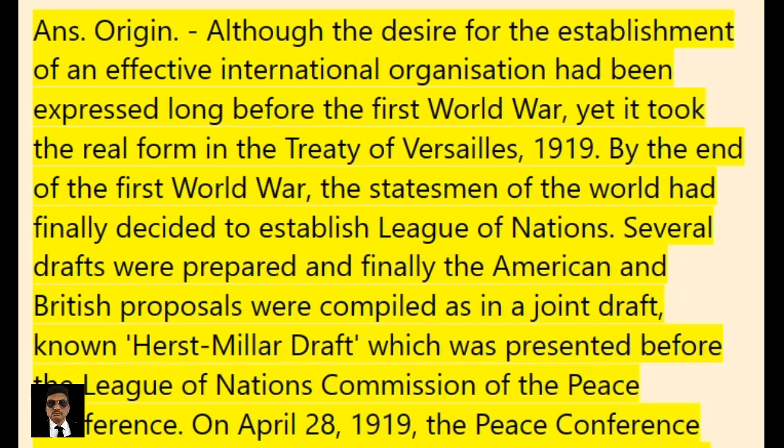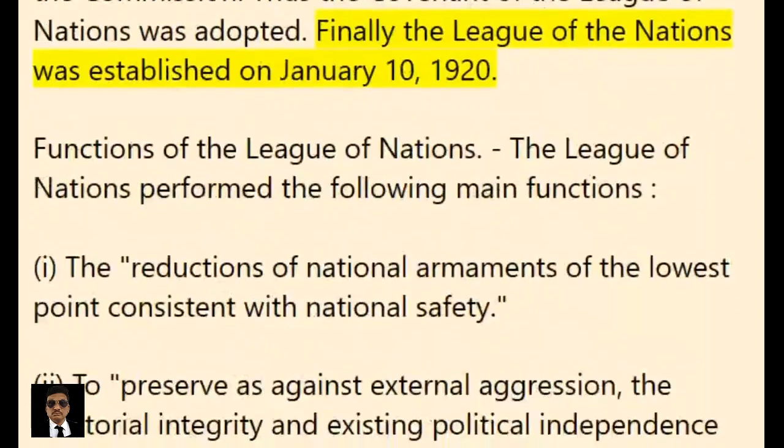On 28 April 1919, the Peace Conference accepted the draft, which was given the final shape by the Commission. Thus the Covenant of the League of Nations was adopted. Finally, the League of Nations was established on 10 January 1920.